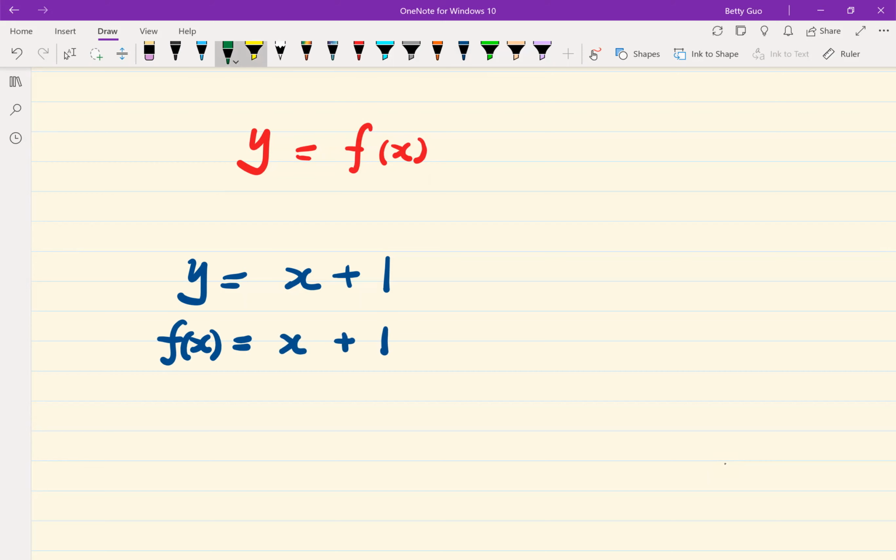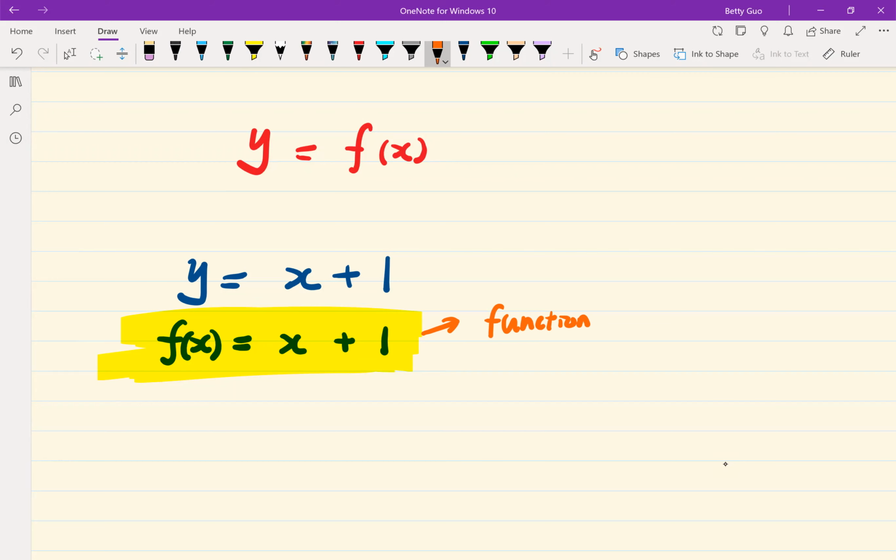So we want to understand this notation. When you see f of x equals x plus 1, that equation gives us a function. How do you understand f of x? Remember, f of x is just y.